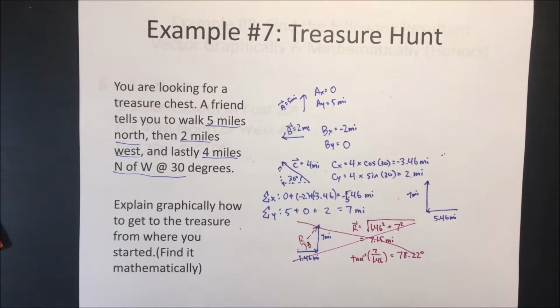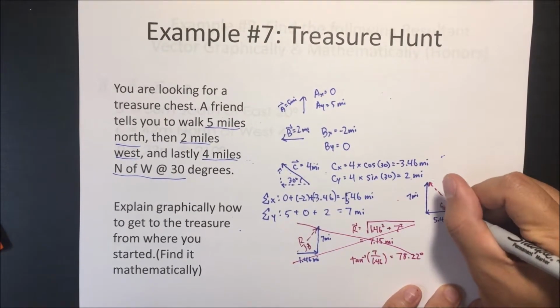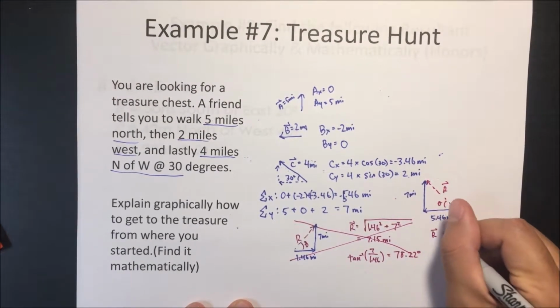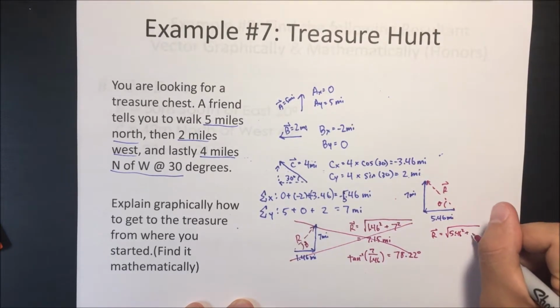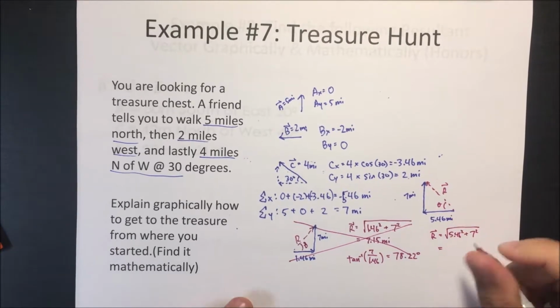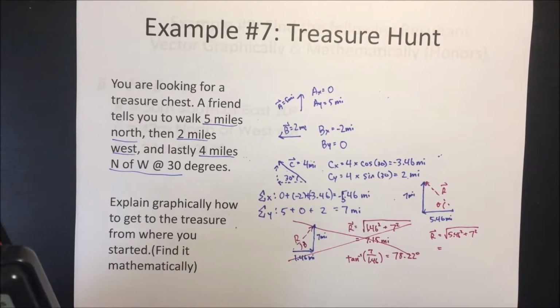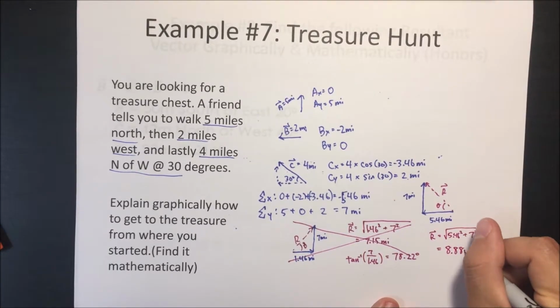Now I draw my resultant vector. We're going to do the same thing as before. For the resultant vector we're just using the Pythagorean theorem: 5.46 squared plus 7 squared, which is 49 plus the square of 5.46. This gives us 8.88 miles.